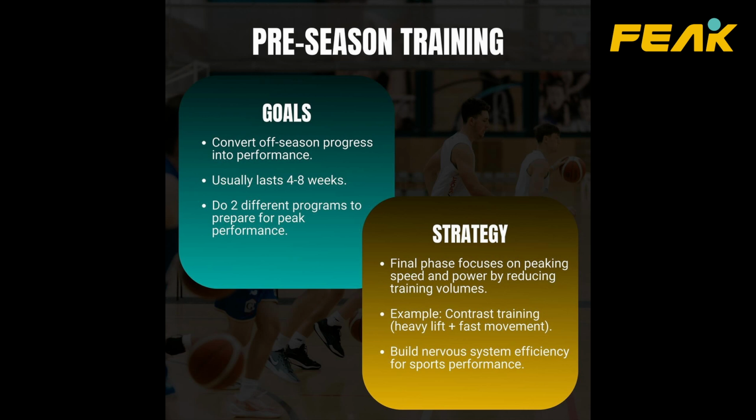An example of the final program before the competition season would be something like a contrast system, where you alternate a heavy lift with a fast explosive movement using similar muscles as the heavy lift. The heavy lift will prime the nervous system to perform the fast movement even faster. This improved performance should carry over into improved speed and power for the athlete in their sport. Now let's hop over to the FEAK system and design a contrast training program.